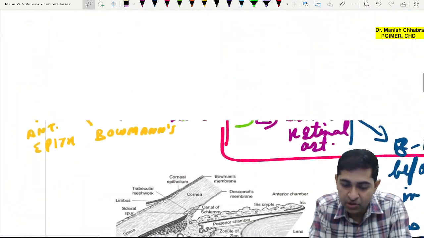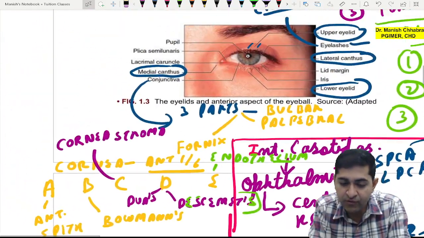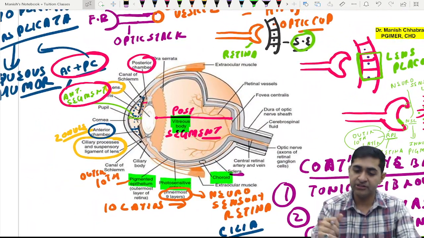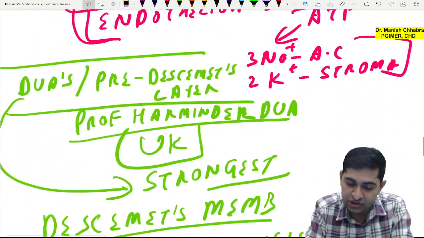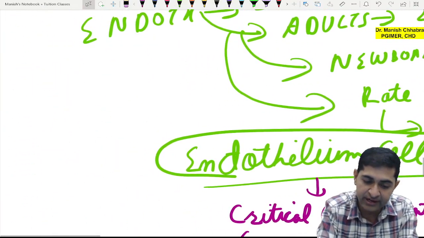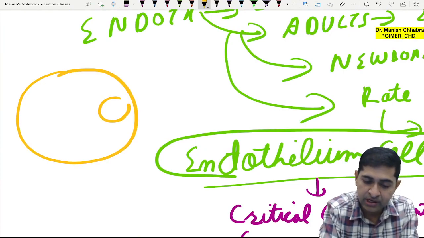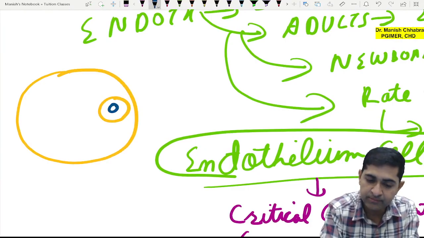Okay, all right. So uvea we have already done. Now let's talk about the retina. I'll make a short diagram of the retina. So this is your retina. This is the optic nerve head.